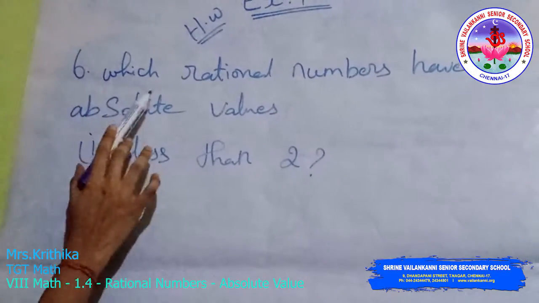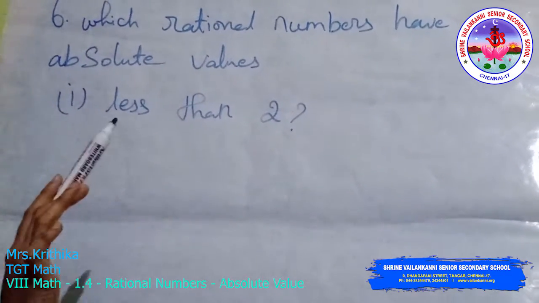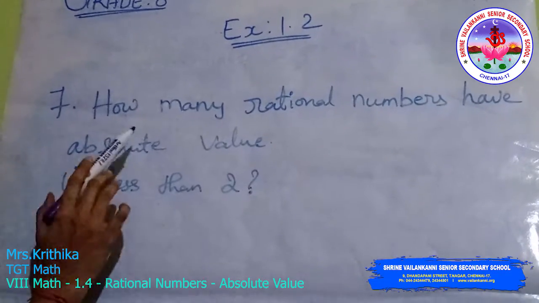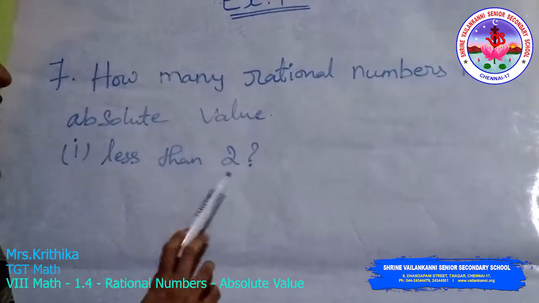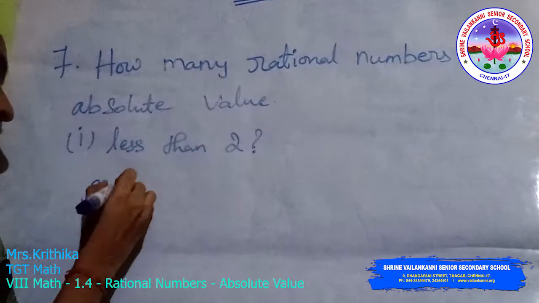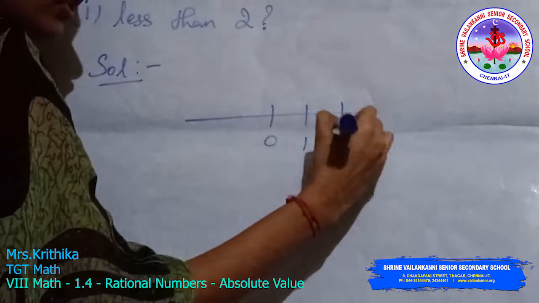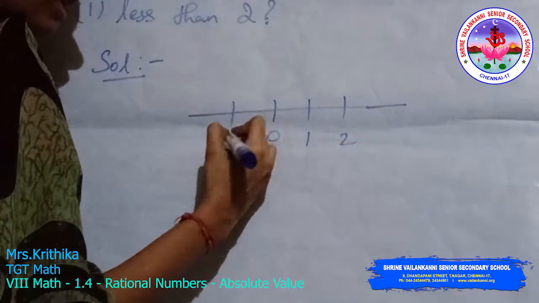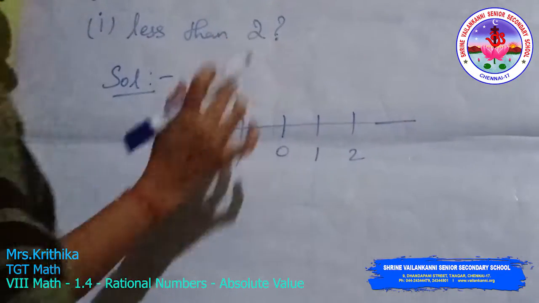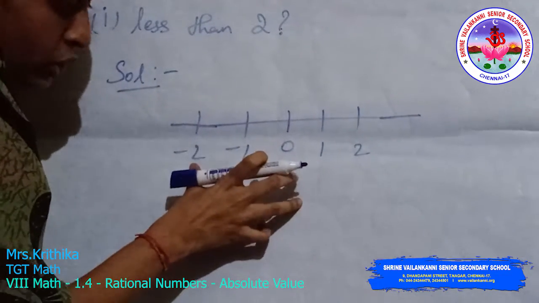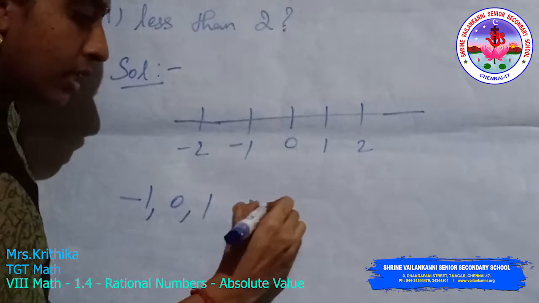Homework sum. Sixth question. Which rational numbers have absolute values less than 2? Next, seventh question. How many rational numbers have absolute value less than 2? Solution: draw number line. 0, 1, 2. Left side minus 1, minus 2. Less than 2, in between minus 2 and plus 2, the values are minus 1, 0, 1, or the rational numbers.